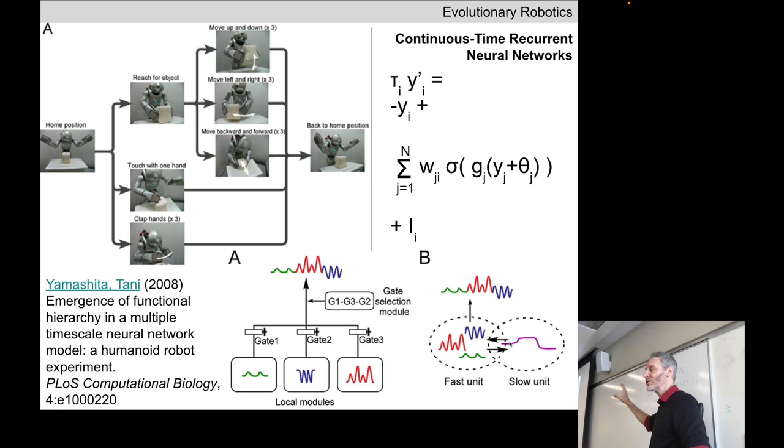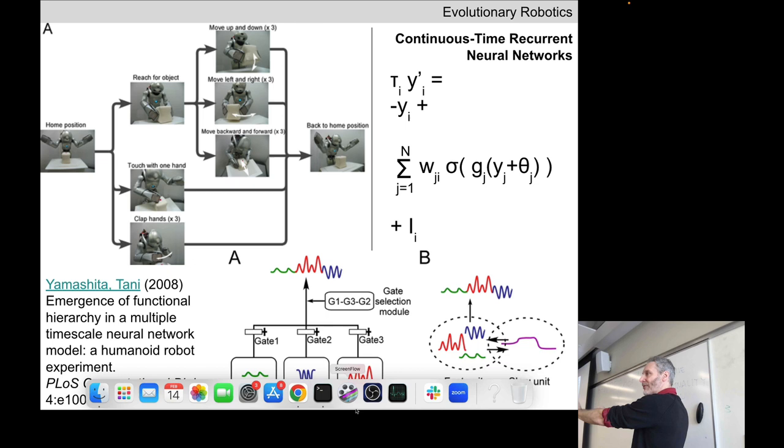These fast neurons, all of them are always connected to the motors. There aren't different subsets of neurons grabbing and releasing the motors. The fast units always have control of the motors, and those fast neurons in turn are being controlled by the slowly changing neurons. Questions?